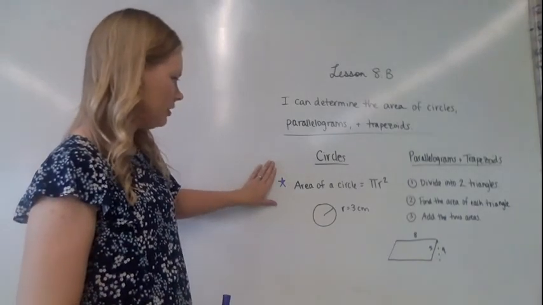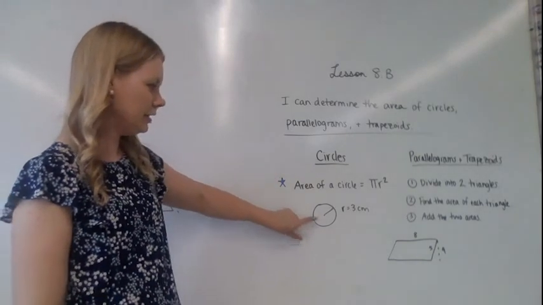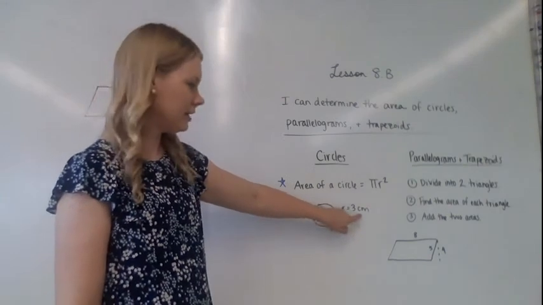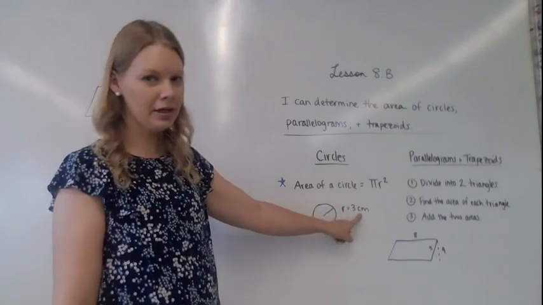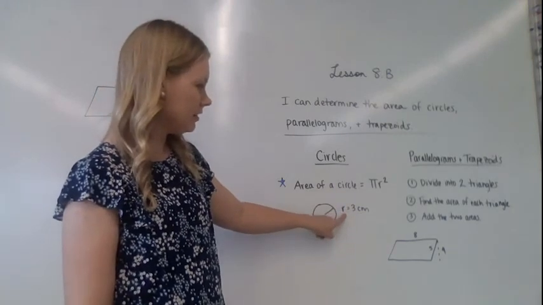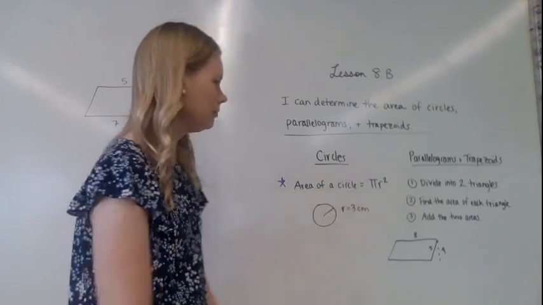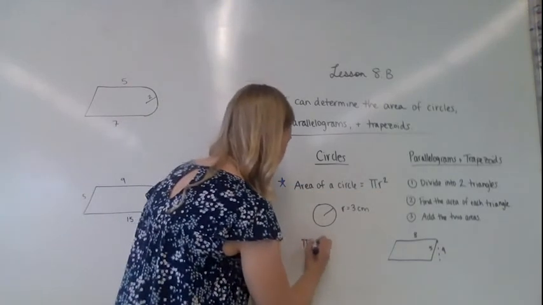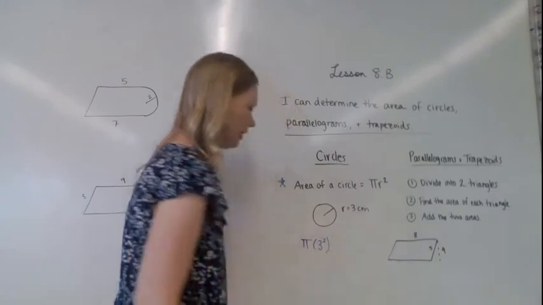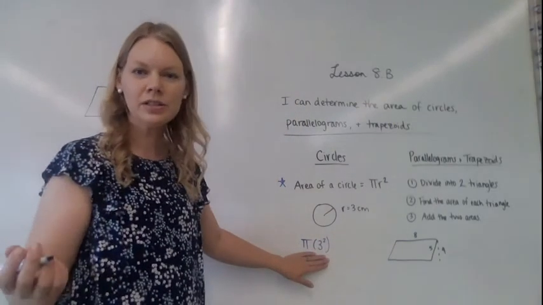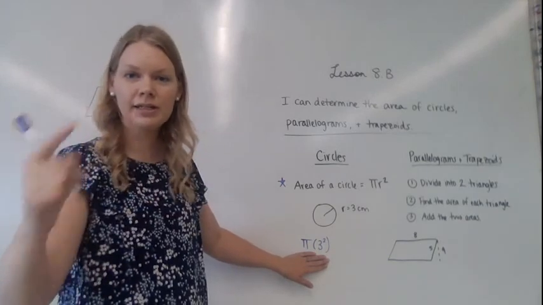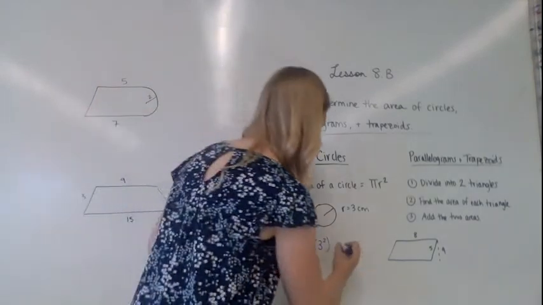So an application of that is here we've got a circle and the radius r is 3 centimeters. So how we will determine the area of this circle is that we will plug the radius that is given to us into the formula. So we've got pi times the radius, 3, squared. When we square something, it means that we're multiplying it times itself. So in this case, 3 times 3, which is 9.